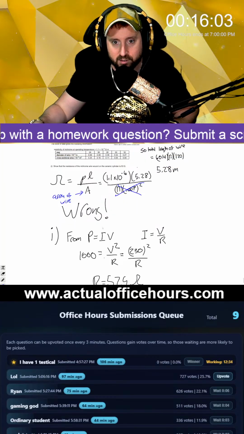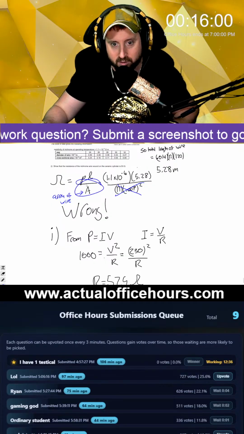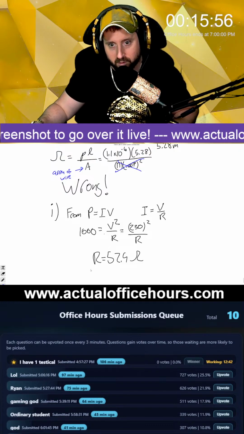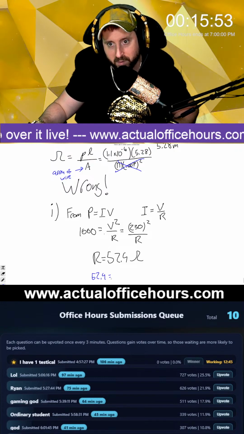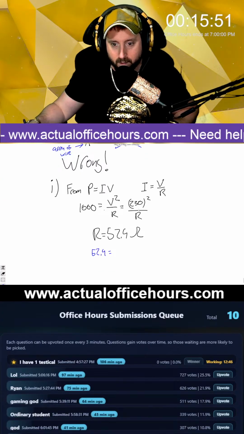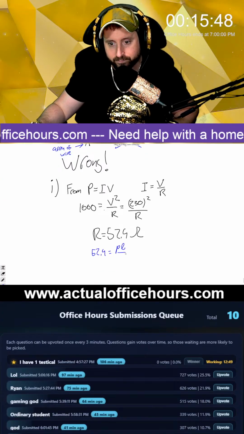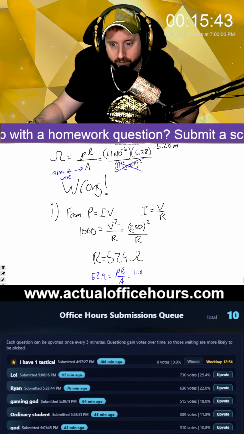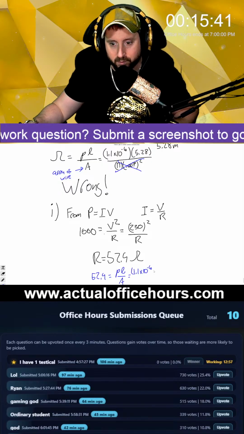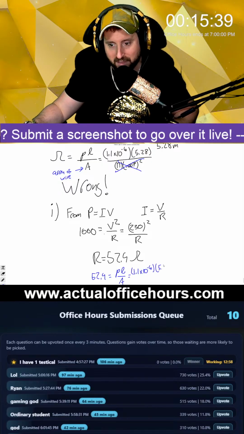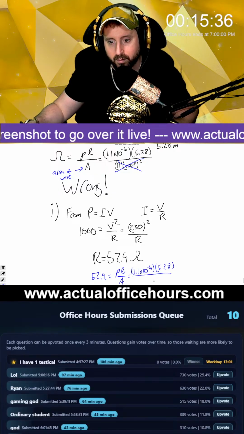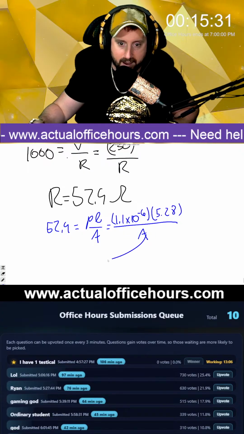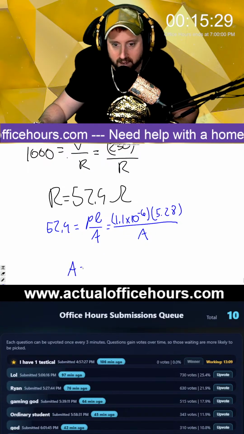Because if we know what the resistance is, and I know what this is, now I can solve for the area of the wire. I'm just going to do it, because I'm pretty sure that's the next question. So I can say, okay, 52.9 is equal to rho L over A. I get it now. We've been streaming for almost 3 hours, so I'm going to make mistakes towards the end. My brain is frazzled. Okay, there we go. And then I'm going to solve for A.